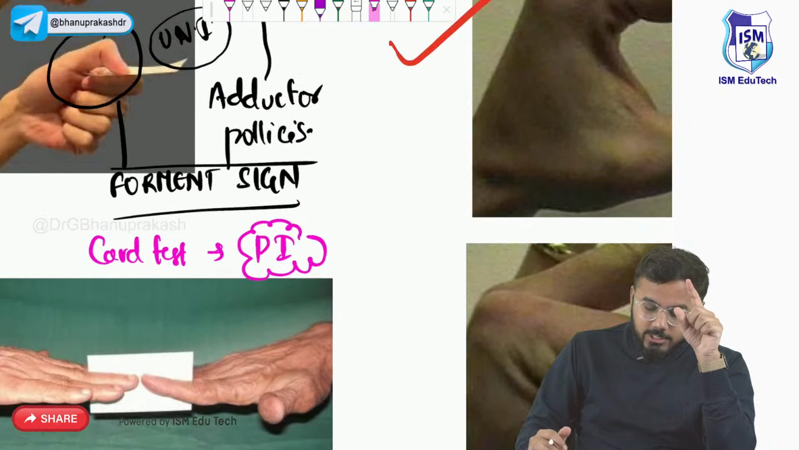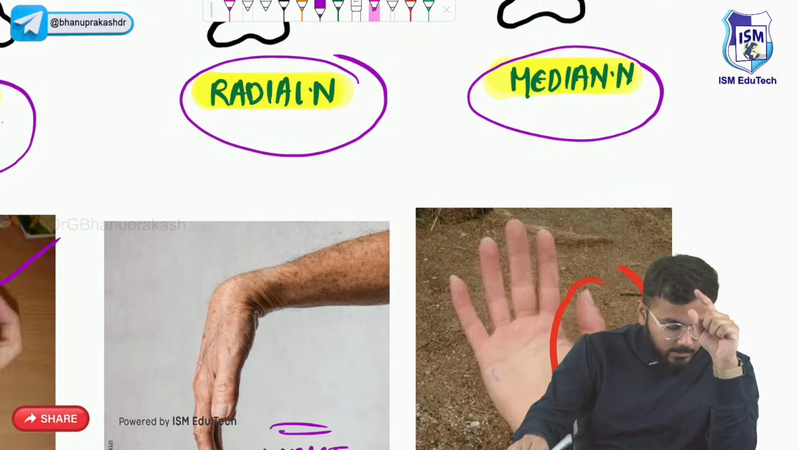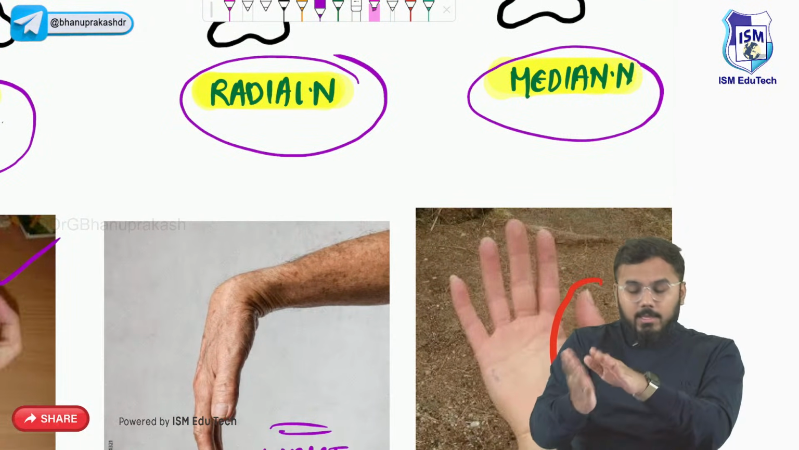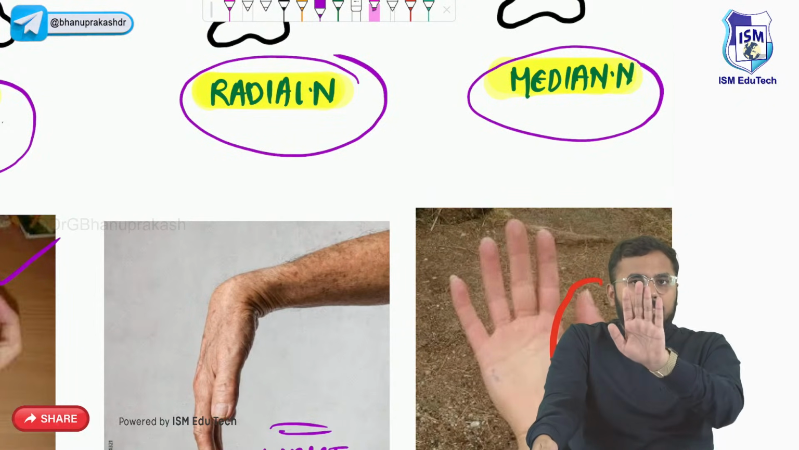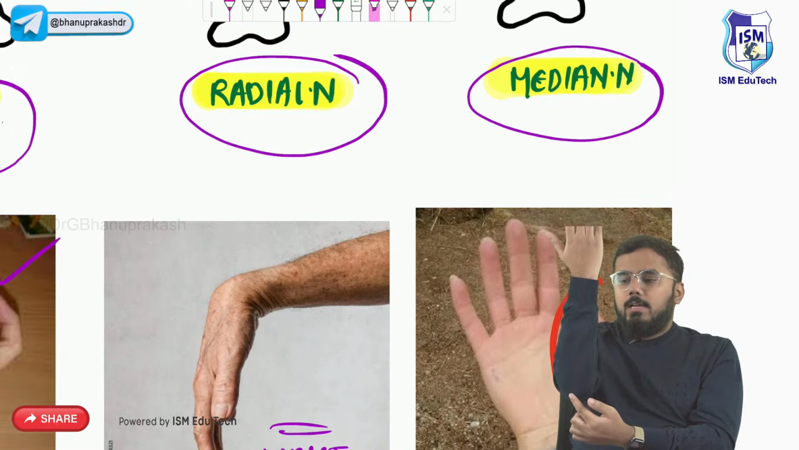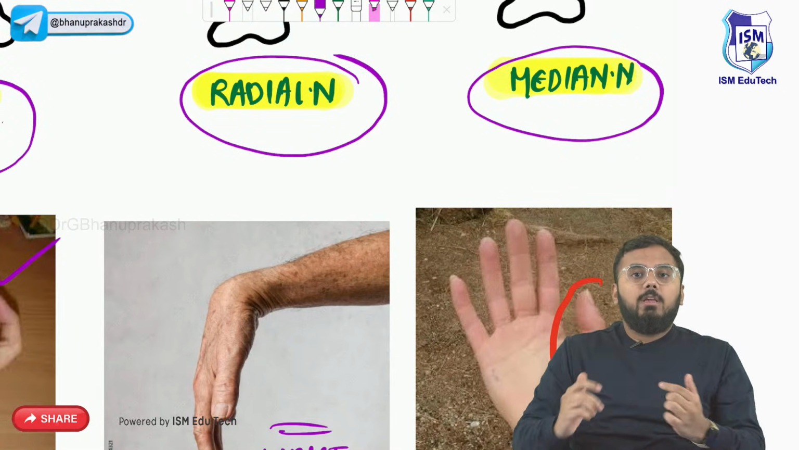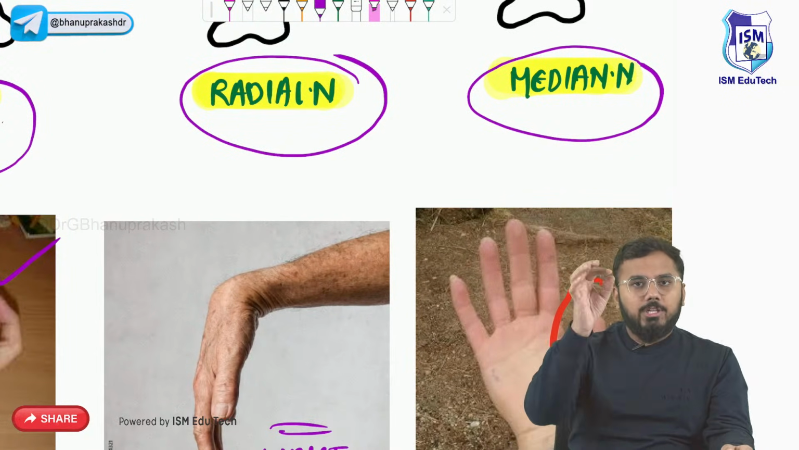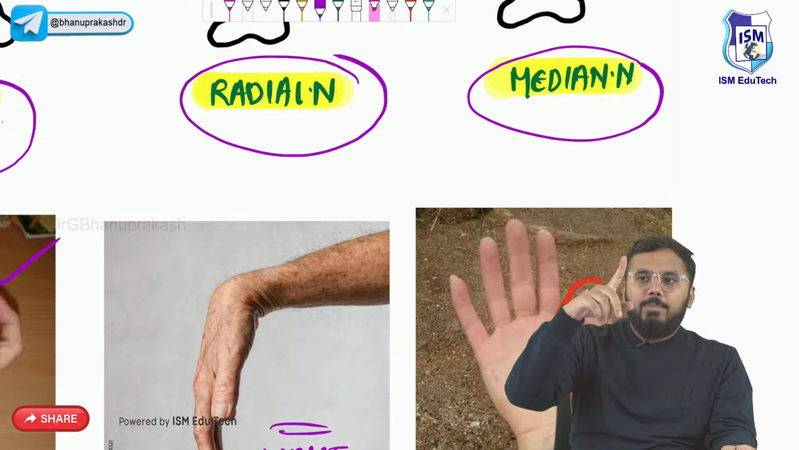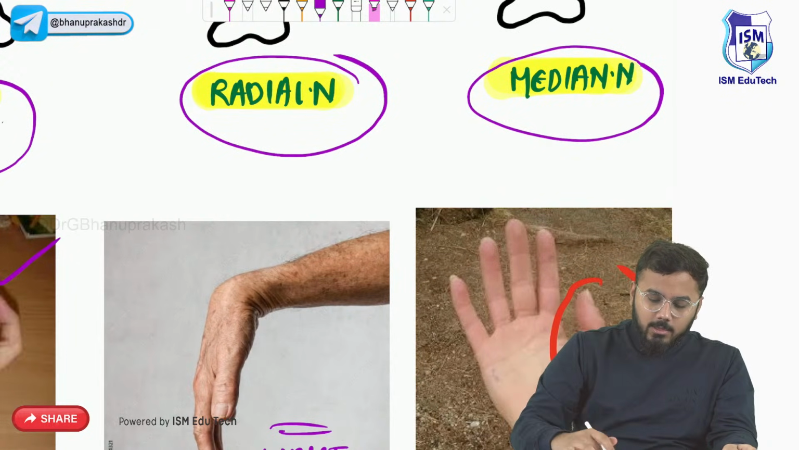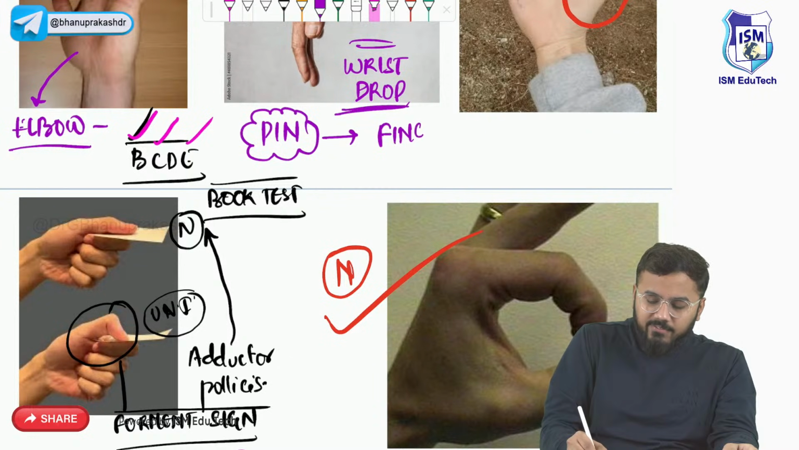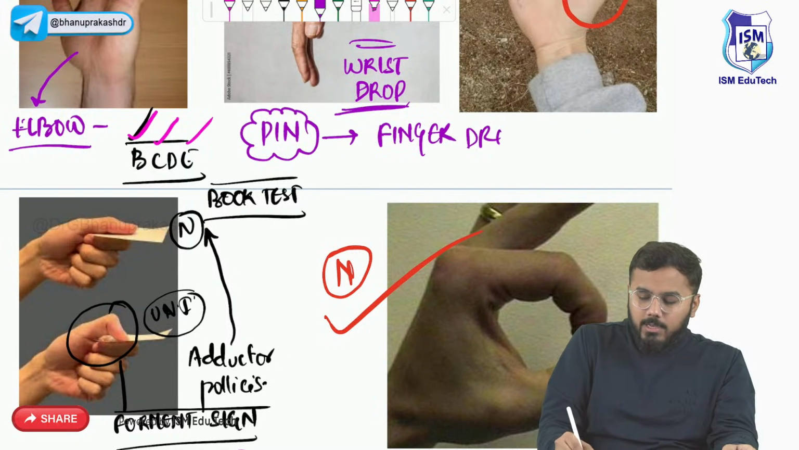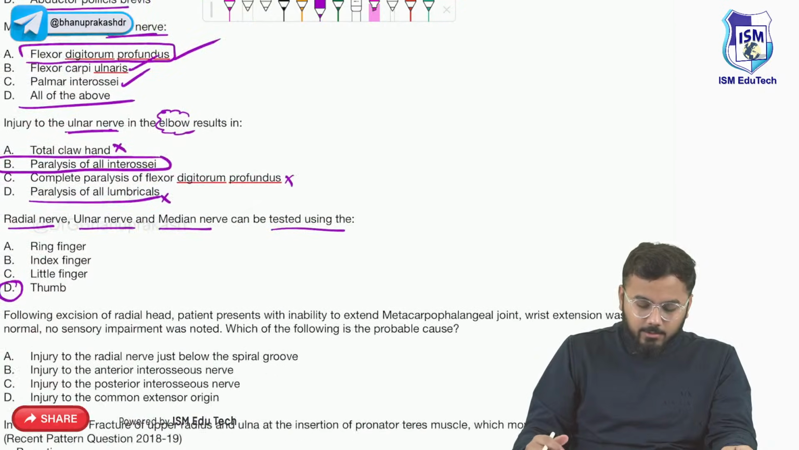Look here now. Here is the median nerve. A branch of median nerve is called anterior interosseous nerve. Same way, opposite of that, radial nerve. A branch of radial nerve will be posterior interosseous nerve. If posterior interosseous nerve is injured, then patient will have finger drop. PIN, posterior interosseous nerve injury, will result in finger drop.